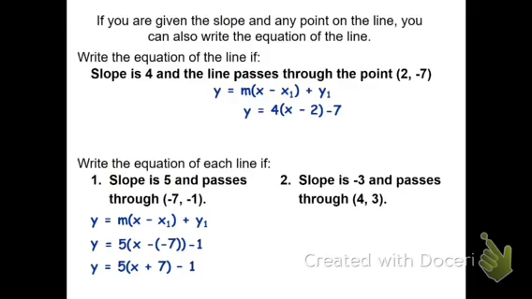Alright, for the next one, we're told the slope is -3, and it's passing through the point (4, 3). So substituting these values into the point-slope form, we'll say that y equals, substitute the slope -3, times the quantity x minus, in this case the x portion is 4, and then the y portion is 3, so plus 3. So the equation becomes y equals -3 times the quantity x minus 4, plus 3.